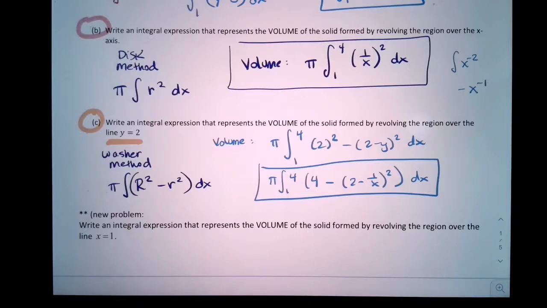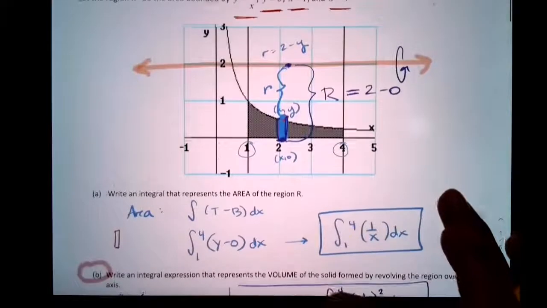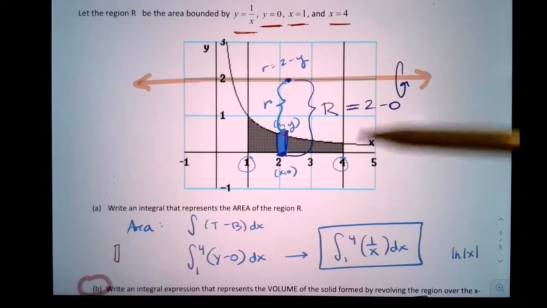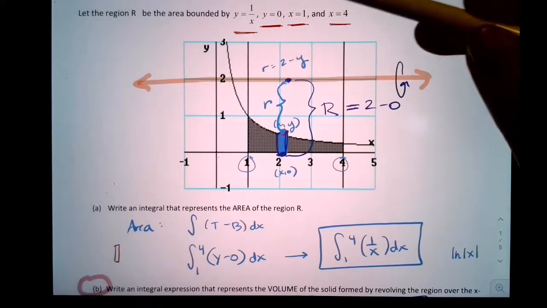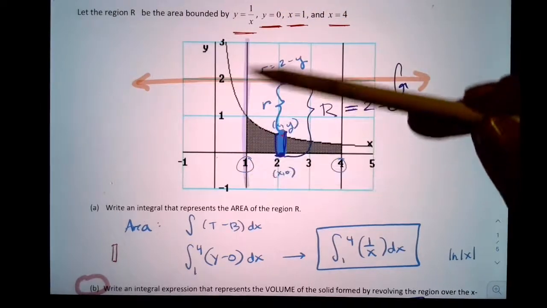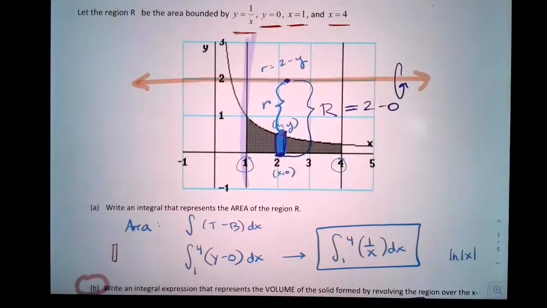But I just wanted to review some of the stuff from the previous lessons while we tackled a new problem. So our new problem is this one down here. Let's write an integral expression that represents the volume, but this time we're going to revolve the region around the line x equals 1. So let's fly up to our picture. And let's think about this, because if I draw in the vertical line x equals 1, we didn't do anything weird like this before.